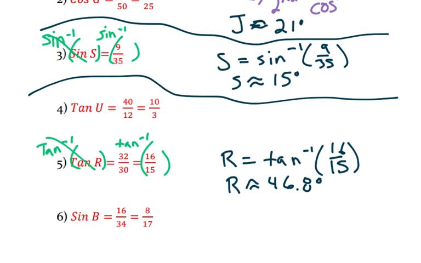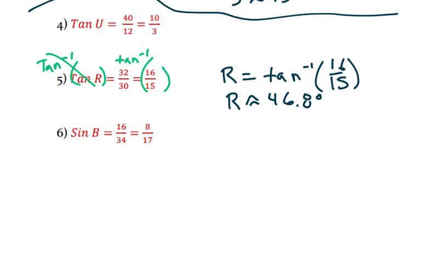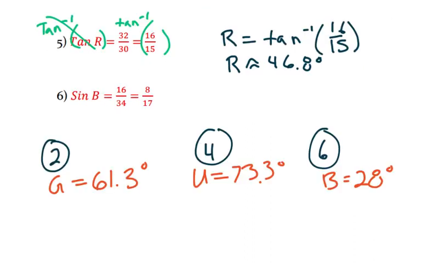All right, so try the even ones. See if you can get these. I'll pause the video and then I'll put up the answers for you. All right, so here are the answers to the evens. 2, G equals about 61.3 degrees, U equals 73.3 degrees, and then B equals about 28 degrees.